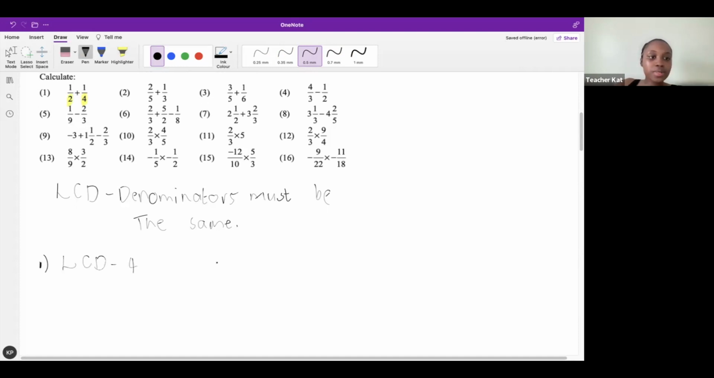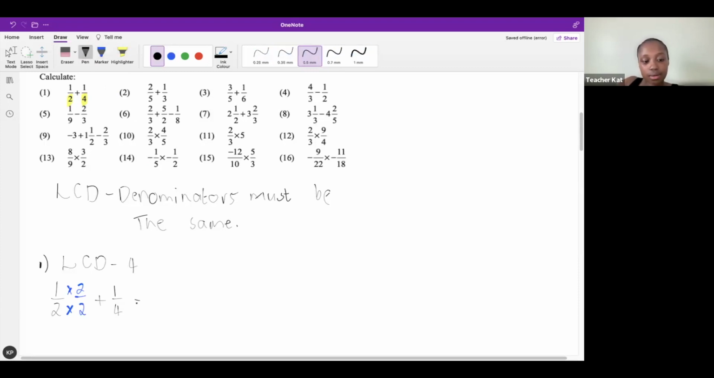The LCD is 4. So what do we now have to do to make sure that both of them are over a denominator of 4? What am I going to do to the half, guys? Think of equivalent fractions. What did we do when we were making equivalent fractions? I have a half and I want a denominator of 4. So what am I going to do to that 2? Multiply by 2. But what we do at the bottom, we have to do at the top, so that we don't change the meaning of the fraction.